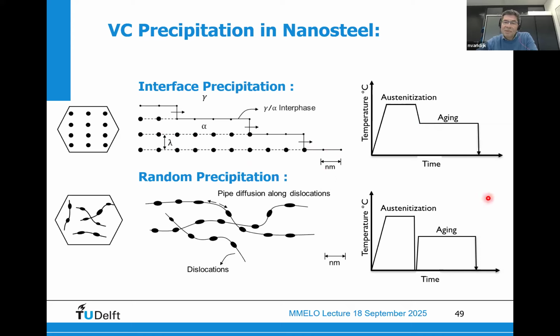So in recent times, we wanted to see whether we can adopt other routes and see whether they would be beneficial. So the other route that we now are studying is random precipitation. So what we do is austenitize again, quench to room temperature to make a fully martensitic structure and a lot of dislocations, and then reheat and age to then have a high density of nucleation points and a fast growth of the precipitates.